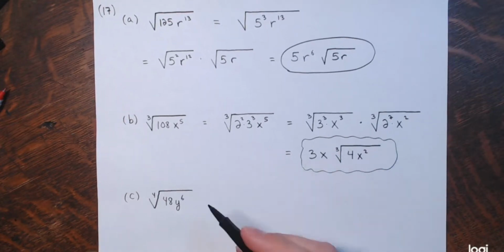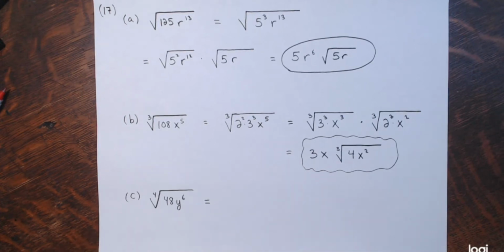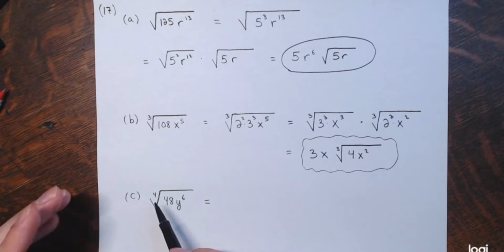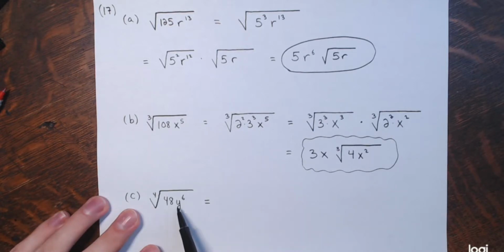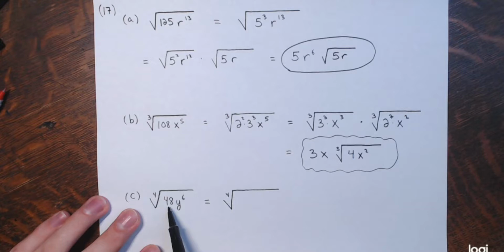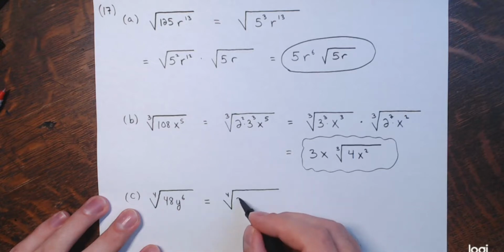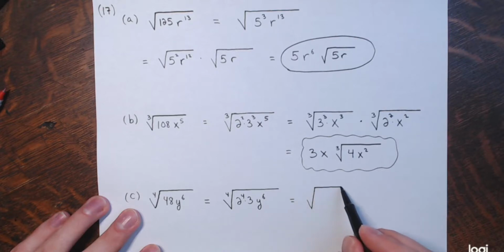Okay. Part C, again. This time it's a 4th root. So I'm going to first do what I've been doing, factor the radicand completely. 48 is 16 times 3, so that's 2 to the 4th times 3. That's 48, and then times y to the 6th. Right? And then the product rule comes in, right? 4th root times the 4th root.